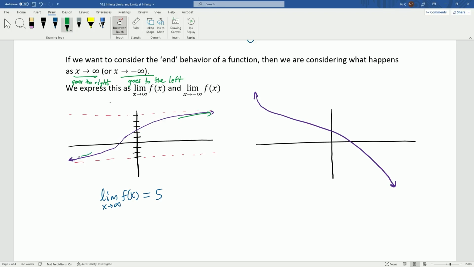What if I trace along the graph towards the left? Well, I see that the y value is approaching what? That should say the limit as x approaches negative infinity of f of x. Well, 1, 2, 3. Oh, I'm approaching negative 3.